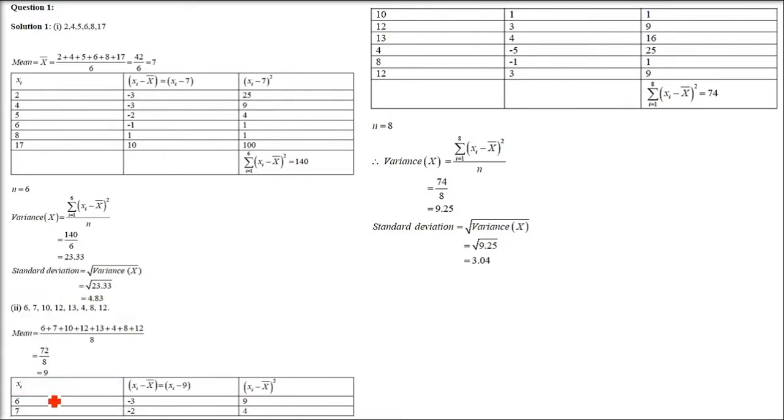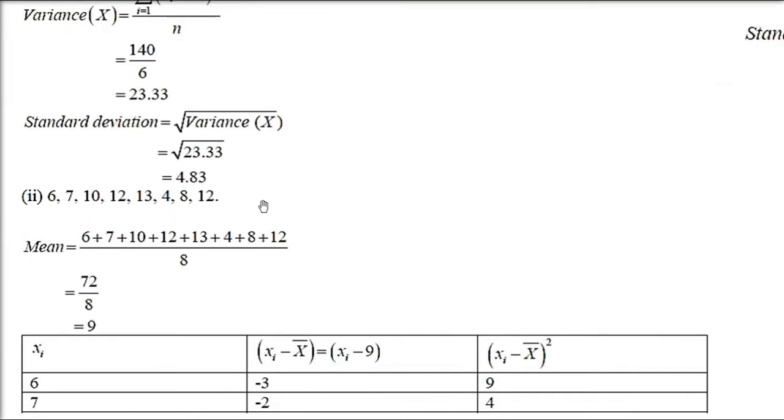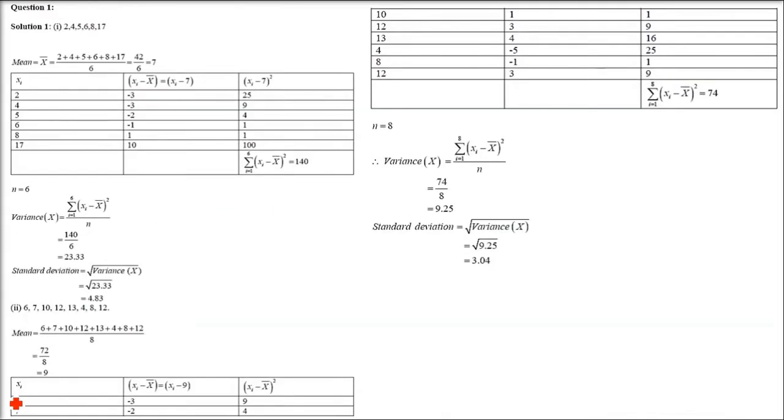Now the second one, because this is an NCERT question, so we'll do it. Here are certain values, around 8 values. We are putting it in table form, first column. Now we'll add all these values and divide by 8 because there are n values. When you add them, it will come 72. 72 divided by 8 is 9. So this is the mean. Mean is the sum of all elements divided by the number of elements.